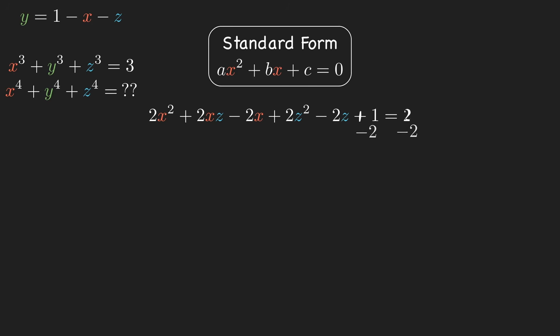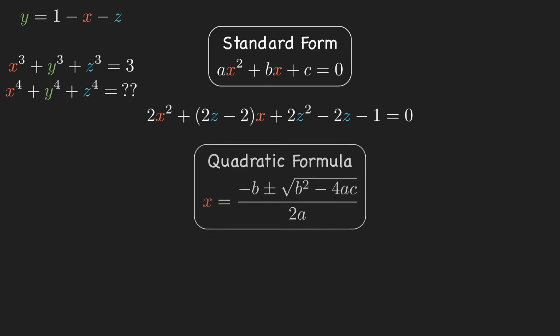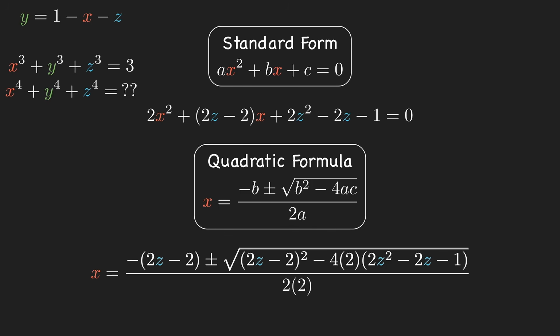We can do this by subtracting the 2 to the other side and factoring to obtain 2x squared plus 2z minus 2x plus 2z squared minus 2z minus 1 equals 0. In this equation, a is 2, b is 2z minus 2, and c is 2z squared minus 2z minus 1. Finally, we can apply the quadratic formula. That gives us this nasty expression for x in terms of z.